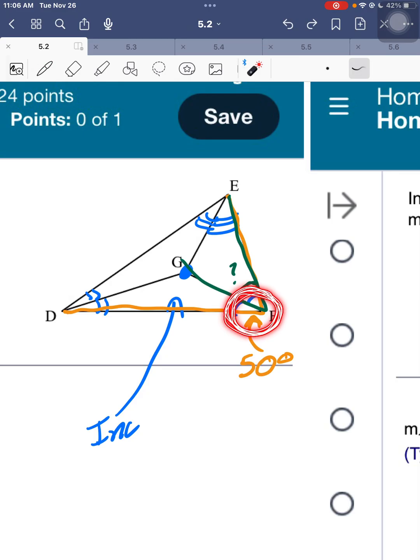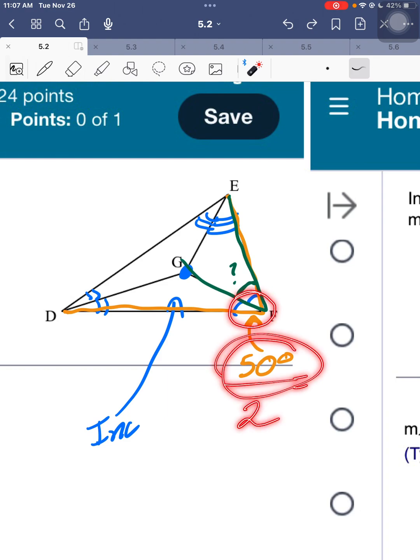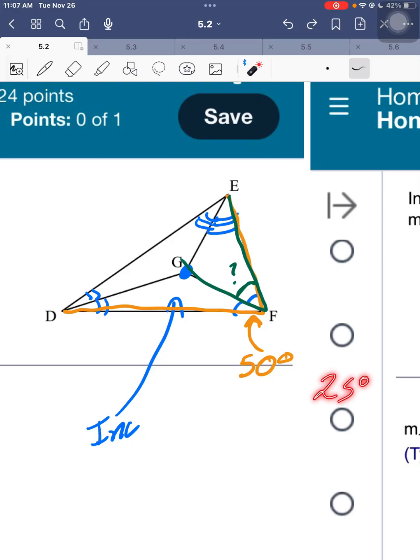So if the whole thing is 50, and I know that EFD was bisected, wouldn't EFG be one of those bisected parts? And wouldn't GFD be the other one? And I know that they're congruent. So what does this one have to be? Just divide by 2 to find it, right? Because if this whole angle, this 50, is being bisected, I know a bisection is being divided in half. So my answer is 25.